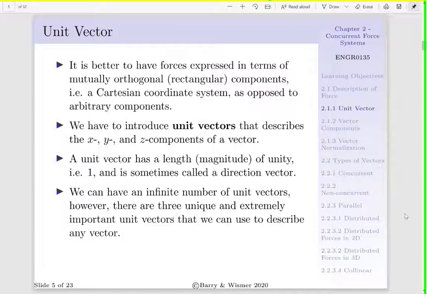Now, a unit vector has a length, i.e. a magnitude, of unity. That is, a unit vector has a magnitude of 1. Sometimes a unit vector is called a direction vector. Now, we have an infinite number of unit vectors that can describe an infinite number of force vectors. However, there are 3 unique unit vectors that comprise our Cartesian coordinate system that we will use to describe any vector that lies within.